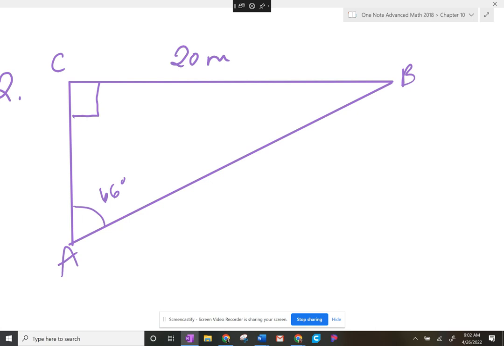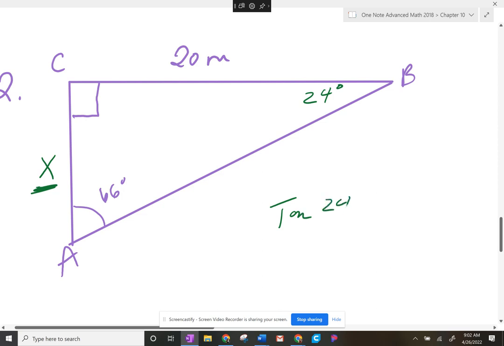So the first thing I did is figure out all the angles inside this triangle. If this is 90 and this is 66, that means this one over here is going to be 24 degrees. So this angle is 24 degrees, this one's 66 degrees. I'm going to use it so my variable is on the top of my fraction, so I'm going to make this one over here my variable. That's going to be my opposite, so that gives me tangent. Tangent of 24 equals x over my adjacent, which is 20.